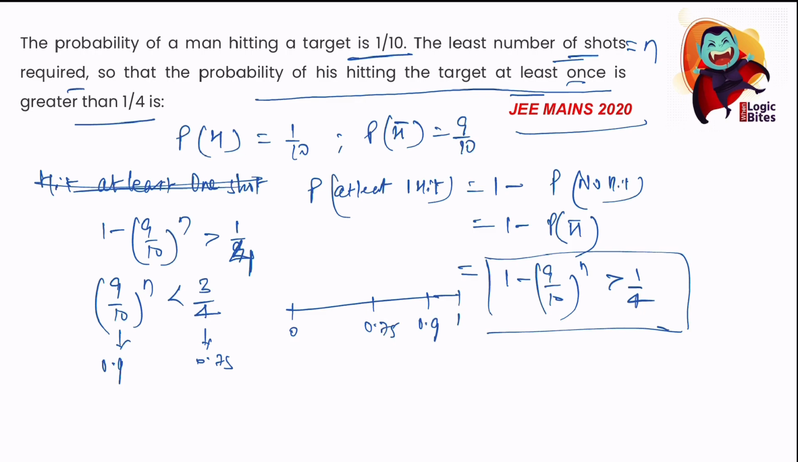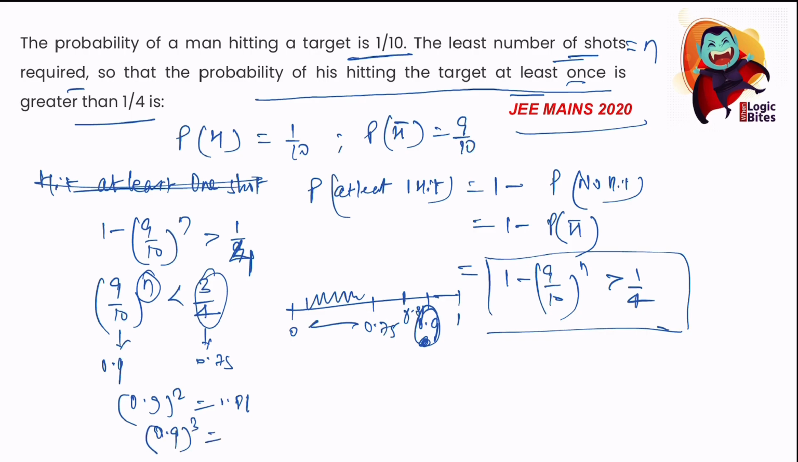So we want the number n where (9/10)^n takes the value less than 3 by 4. So we want this particular thing to fall anywhere from here to here. So when we take the numbers, like if we do the square, it will be 0.81. So again it is more than 0.75. When we do the cube of 0.9, it will be 0.729, so it will be less than 0.75.